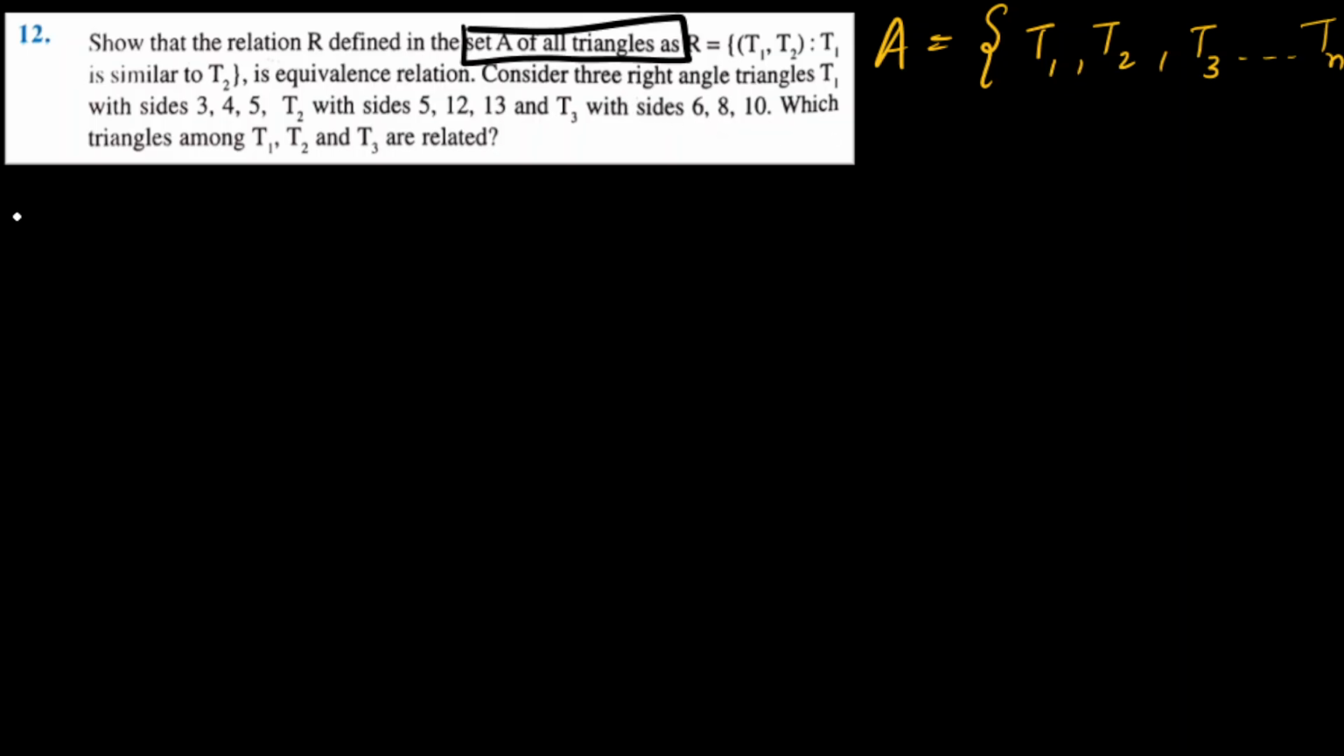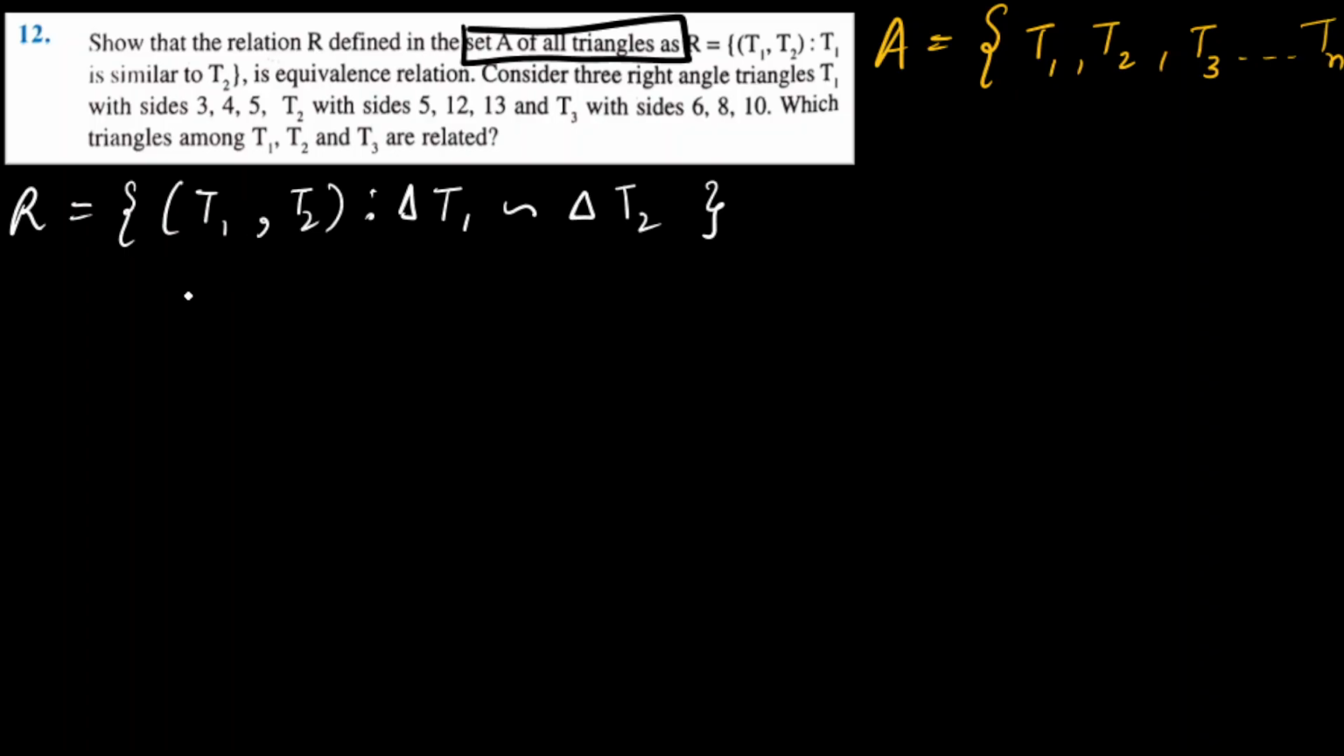Now the relation is defined here. R is equal to (T1, T2) such that triangle T1 is similar to triangle T2. This is the given relation. If we are taking two triangles, these two triangles must be similar to each other. So again, what we have to do is prove that this relation is an equivalence relation.